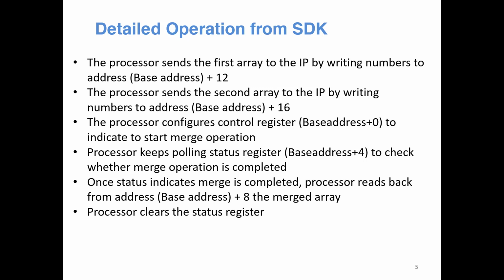And the processor will keep on polling the status register, which we assume is base address plus 4, to check whether the IP has finished the merge operation. And once the status register indicates that it has finished the merge operation, the processor will read back from address base address plus 8, and it should receive the merged array. And after that, the processor will clear the status register. So this is what we will follow when we develop the SDK.